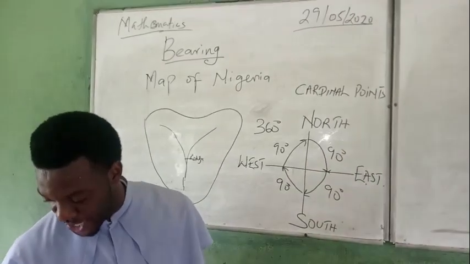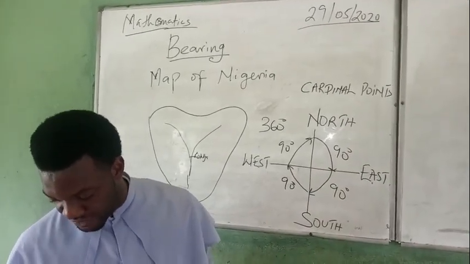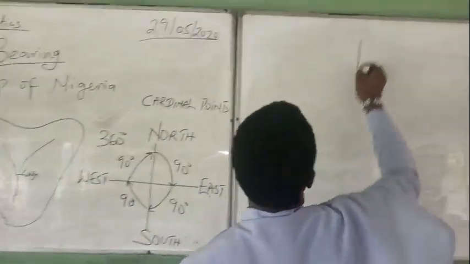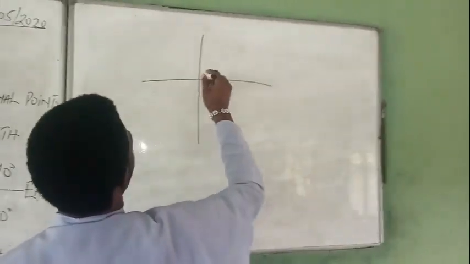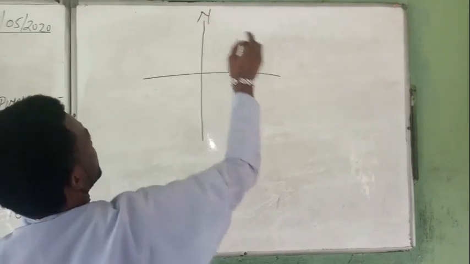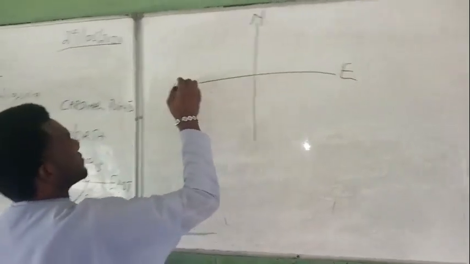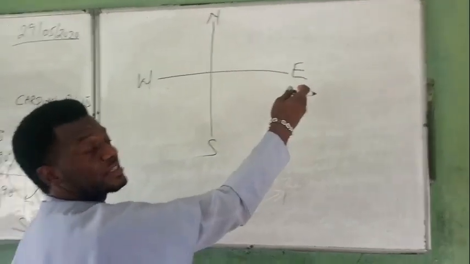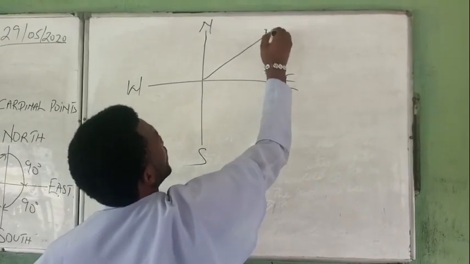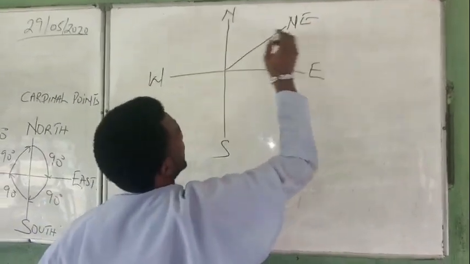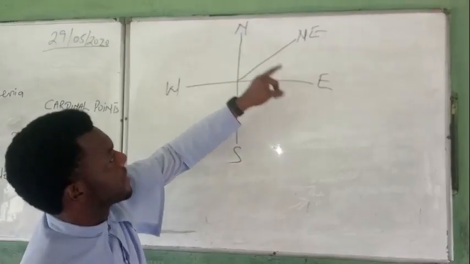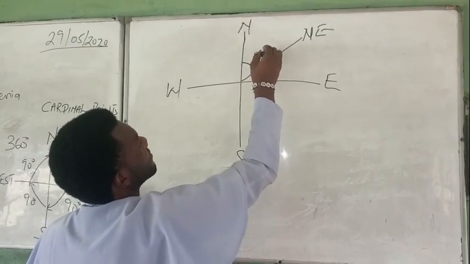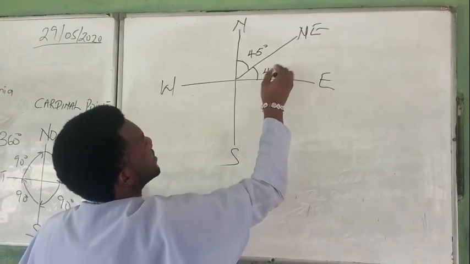Then we have what we call the minor cardinal points, which indicate the midpoints. So when we have the cardinal points, we have the minor ones. Here is the north, here is the east, here is the west, here is the south. In between the north and the east, we have what we call the northeast. Just as we have said, from here to here is 90 degrees, so in between is 45 degrees. Divide it into 2, here 45 degrees.